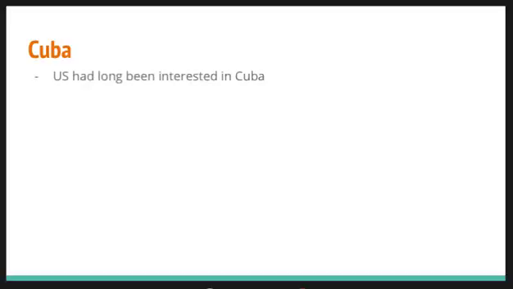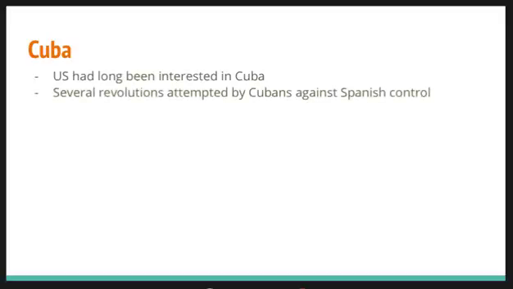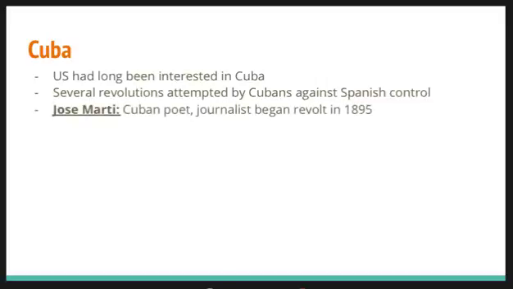The United States had long been interested in Cuba since it's only 90 miles south of Florida, so close to the United States. A lot of natural resources, like sugar, and they had several revolutions attempted by the Cubans against the Spanish government that actually controlled Cuba. One of the most noted revolutionaries was Jose Marti. He was a Cuban poet and journalist who helped lead the revolution that would ultimately be successful and began it in 1895. He called for what's known as Cuba Libre, which means free Cuba.